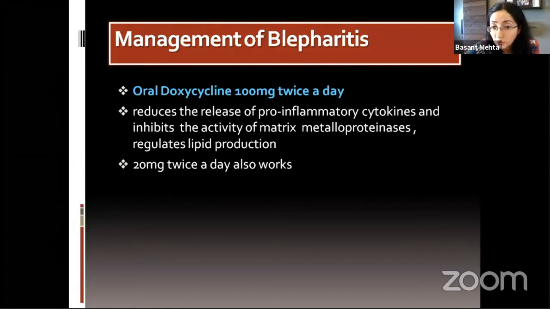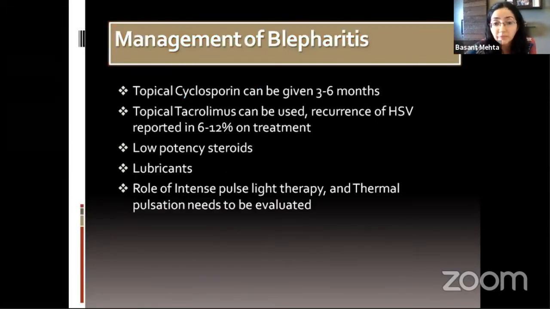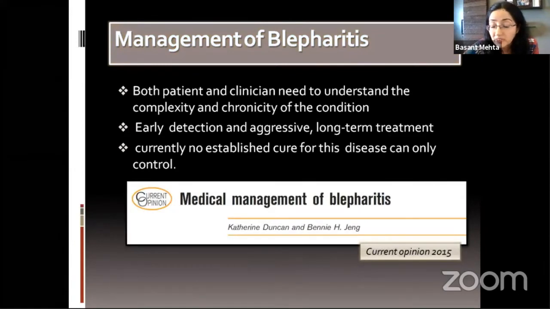Oral doxycycline can be used in older children who have completed their dentition. Topical cyclosporine may need to be given for at least 3 to 6 months. Low potency steroids also will have to be given for at least 4 to 6 weeks. Both the patient and clinician need to understand the complexity and chronicity of this disease. There is currently no established cure. We can only control the disease.